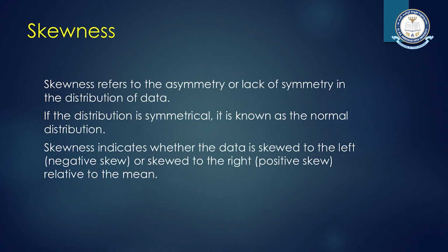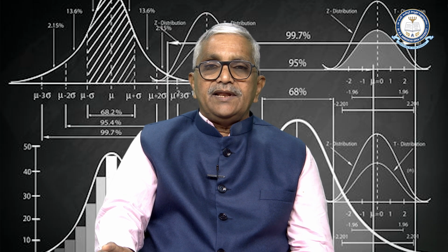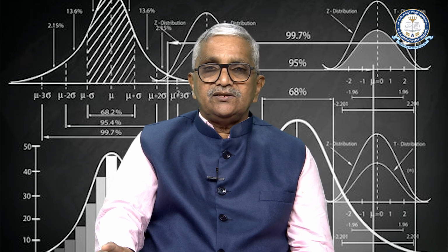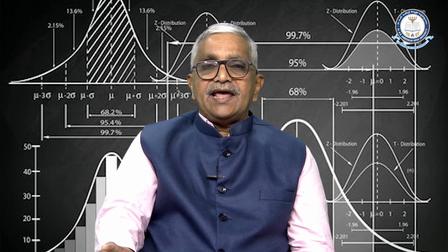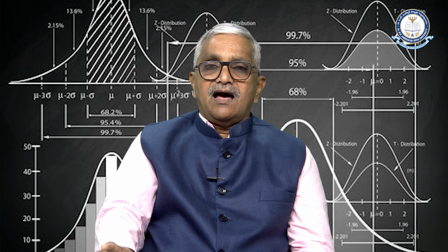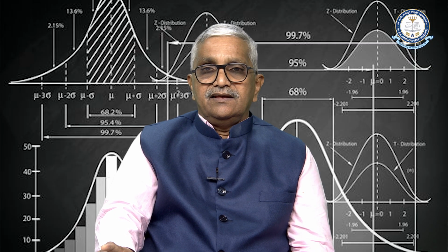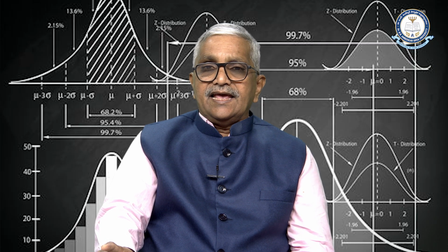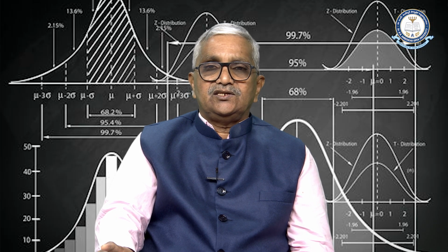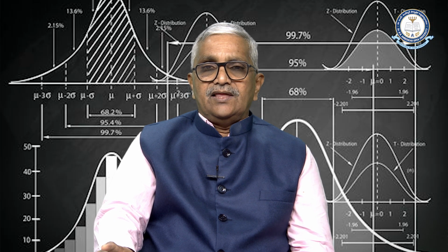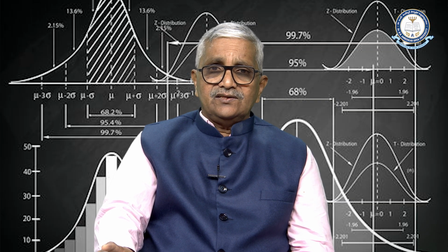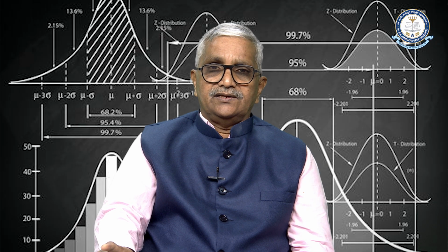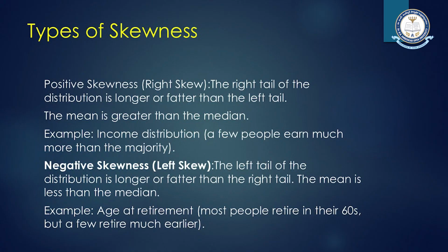What are the types of skewness? As I have already mentioned, skewness can be divided into two types: positive skewness, which is also known as right skewness, where the right tail of the distribution is longer or fatter than the left tail. In the case of normal distribution, there is no tail. In the case of skewness, the tail will be either on the left side or on the right side. If the tail is on the right side, it is called positive skewness. In such cases, the mean is greater than the median.